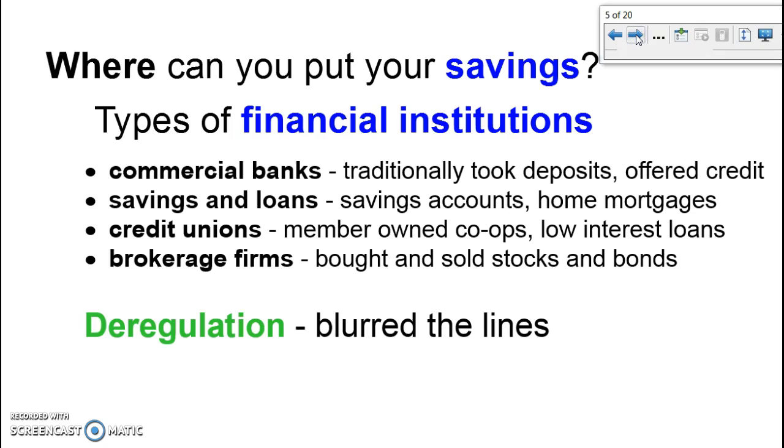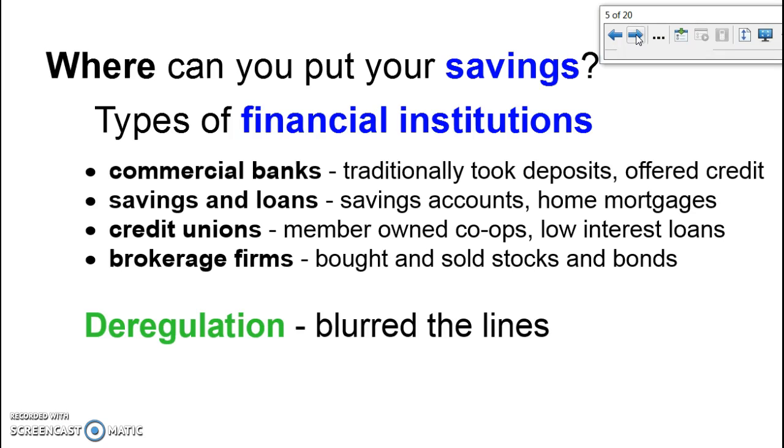Okay, so if you have savings, you want to save money, where can you put it? You do want to know different types of financial institutions. So we have commercial banks, savings and loans, credit unions, and brokerage firms. Commercial banks are your traditional Wells Fargo, TCF, US Bank. Traditionally, they took deposits and they offered credit. So they would offer loans. They would also buy bonds. They would also have credit cards and other ways of offering money to people.